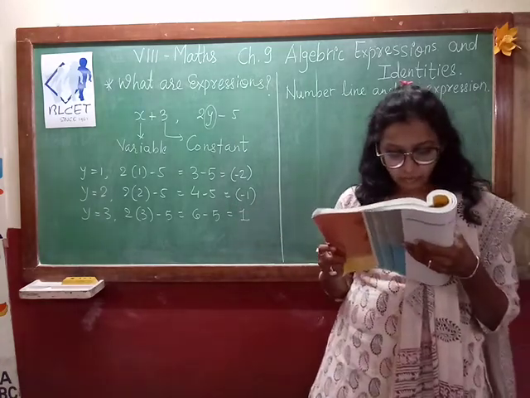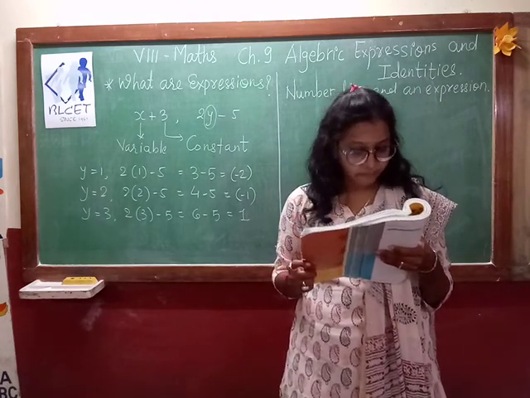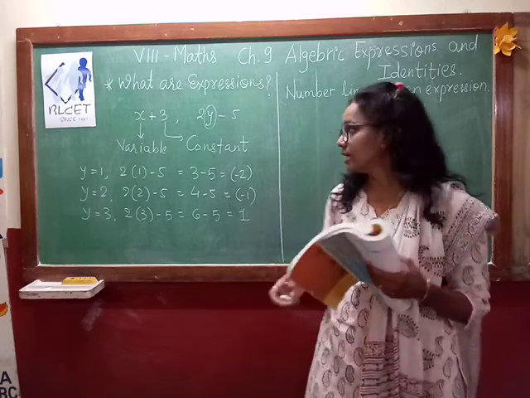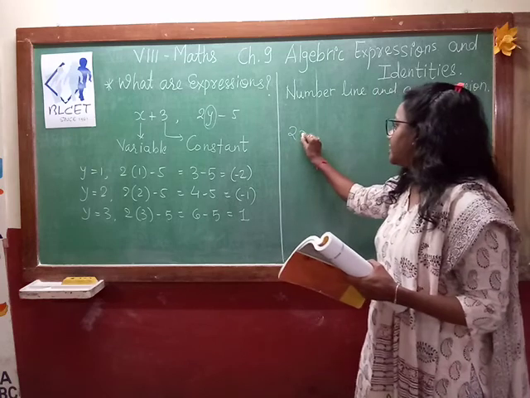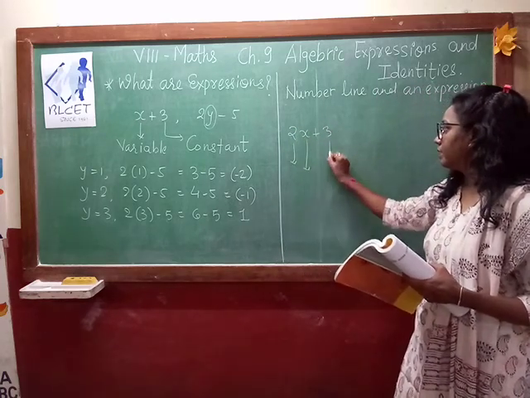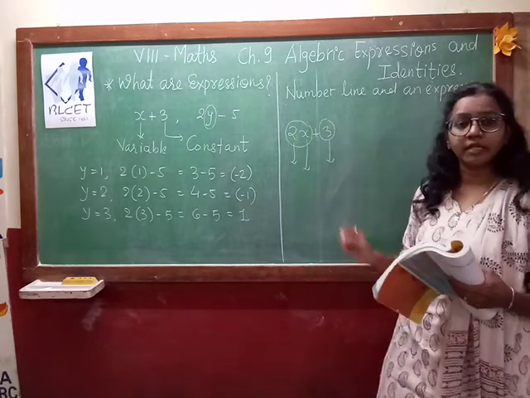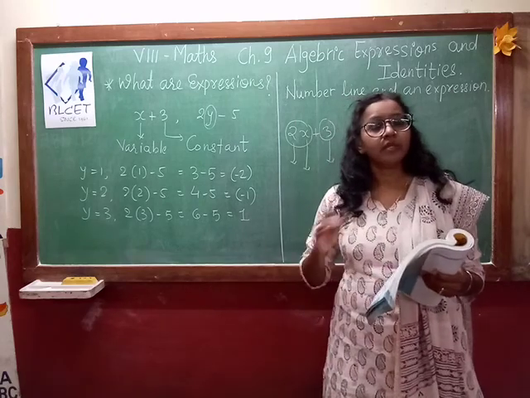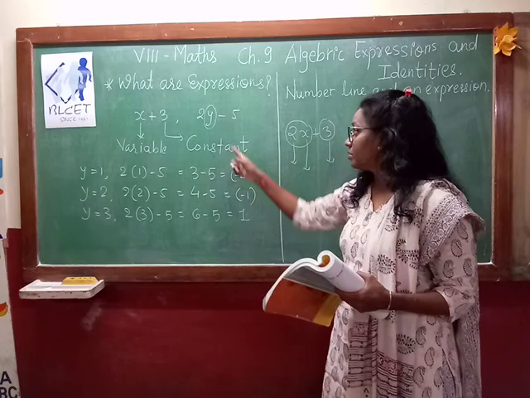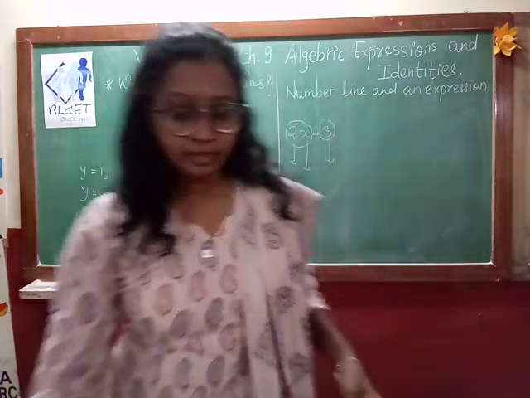So you can form many more expressions. As you know, expressions are formed from variables and constants. The expression 2x plus 3: if you consider the expression 2x plus 3, it has a variable term and a constant term. So this way you can form many kinds of algebraic expressions. Okay, now if you consider 2y minus 5, how will you find the value of this expression?